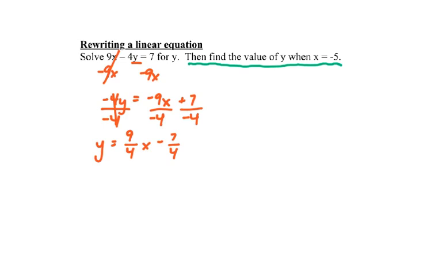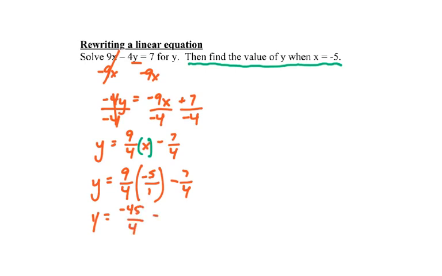We barely grazed the surface of these back in the 1-1-1-2 lesson, but we're going to replace x with negative 5. So we get y equals 9/4 times negative 5 over 1 minus 7/4. Why did I write that as a fraction? Because when I'm multiplying fractions, I have a numerator and a denominator, and we know the denominator, when we have a constant that's not a fraction, is 1. So I'm going to multiply. I'm going to get y equals negative 45/4 minus 7/4.